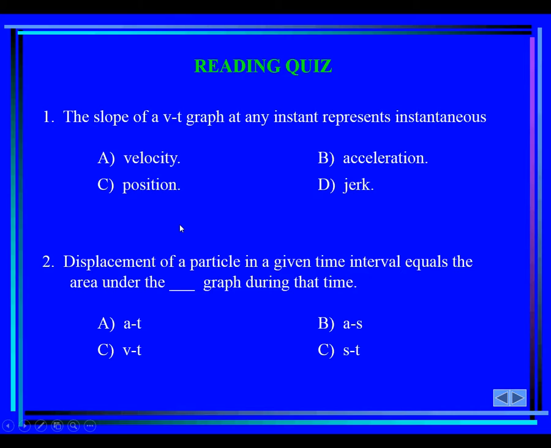Let's see, how do you think of these questions? The slope of a VT graph at any instant represents the instantaneous what? Velocity, since velocity is the derivative of position, right? So what would be the answer here? Obviously B.